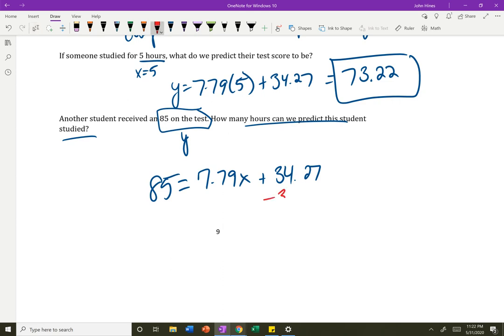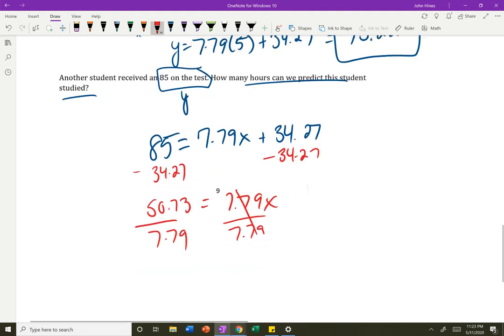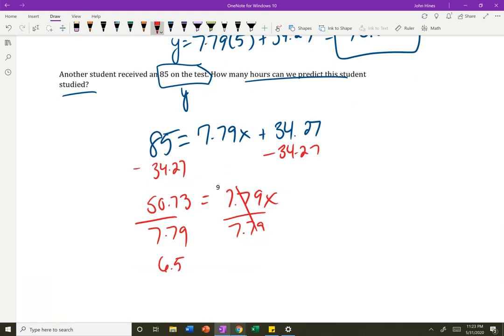Well, here we go. We subtract over that constant. I'm going to use my calculator here just so I don't have to flip back and forth. 85 minus 34.27 gives me 50.73, 7.79x. And then I divide, and I get x by itself. So always be careful. Am I giving you x or am I giving you y? You get about 6.5. About.